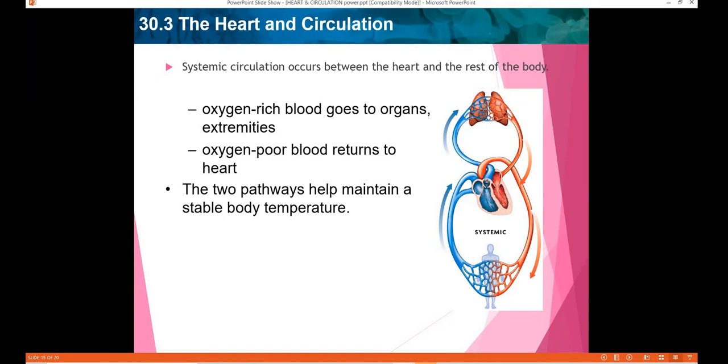Okay, girls, so with this, we are done with this topic, the heart and circulation. I hope it is clear. If you have any doubts, you may ask me. Any doubts, girls? Is it clear about the two pathways?